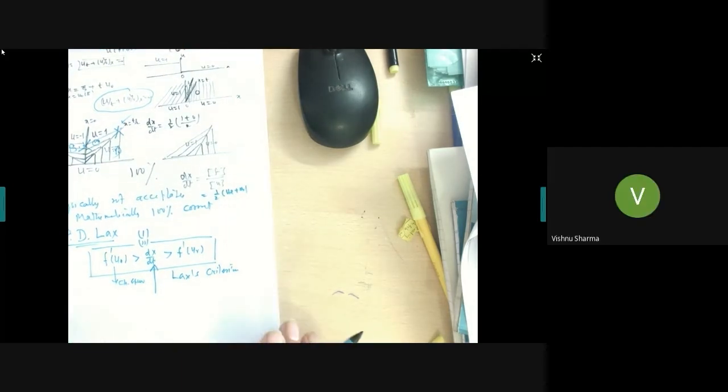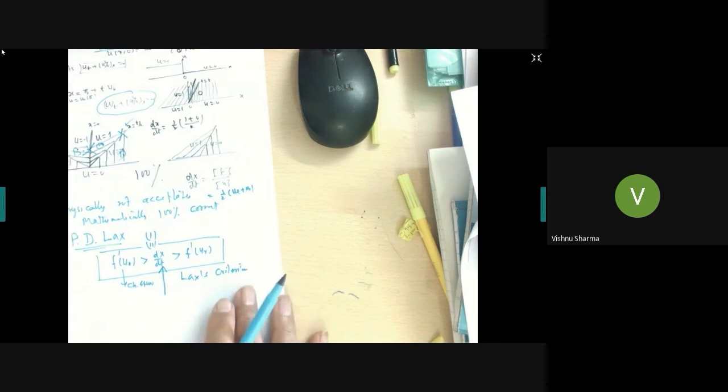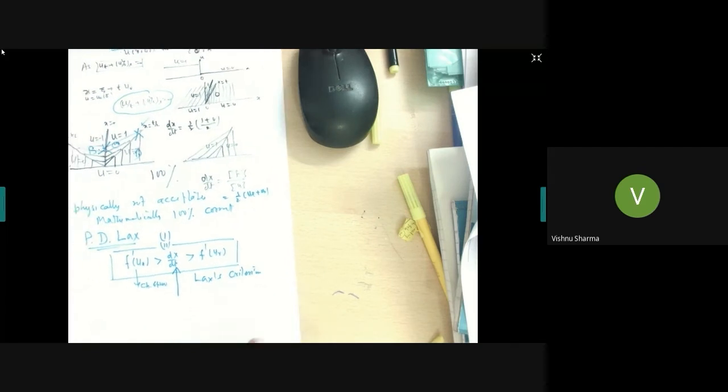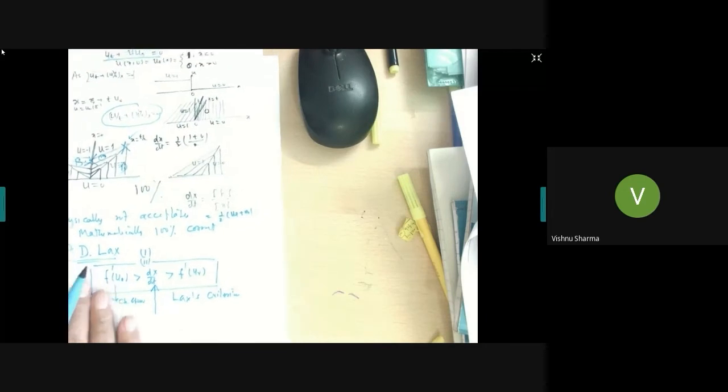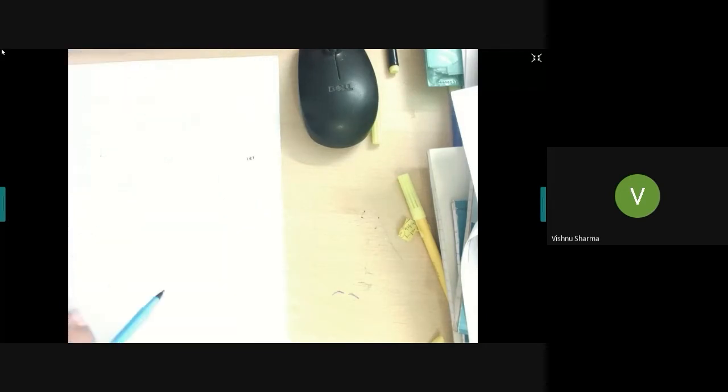The uniqueness will be achieved after the Lax criterion is assumed. It turns out to be a unique solution. I will have to do it again now. You look here.